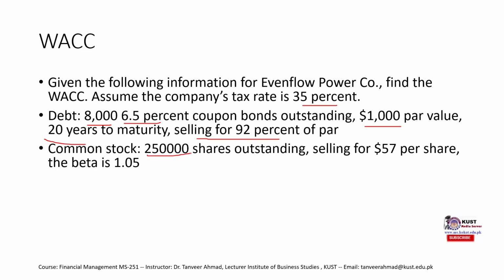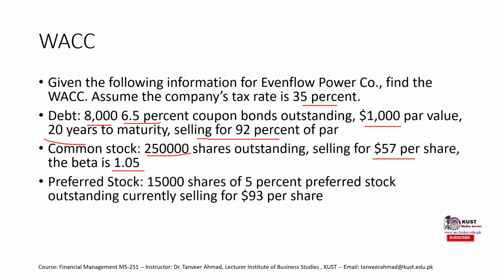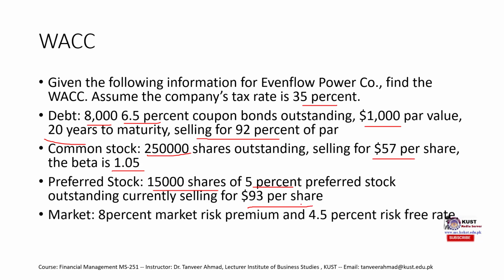Common stock is 25,000 shares outstanding, selling at $57 per share. The beta is 1.05. 15,000 preferred stock shares of 5%. The 5% is the dividend that is being paid on these preferred stock outstanding, and the current selling price of these preferred stock is $93 per share. The market information had been given, and it is 8% market risk premium and 4% risk-free rate. So we have this information.